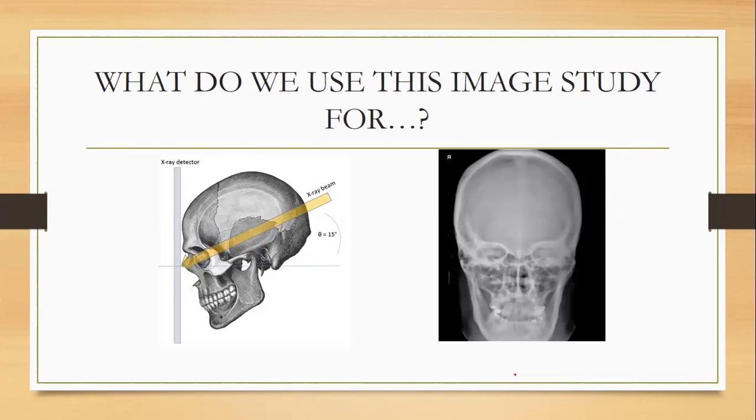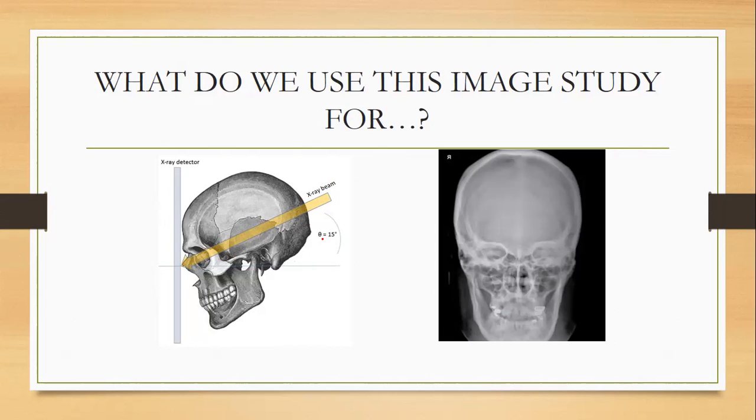This is a projection used to see sinus. Can you tell me what projection this is? Well, here we have the X-ray beam. Since the X-ray beam is coming from the posterior part to the anterior part of the skull, this would be, first of all, a posterior anterior one.